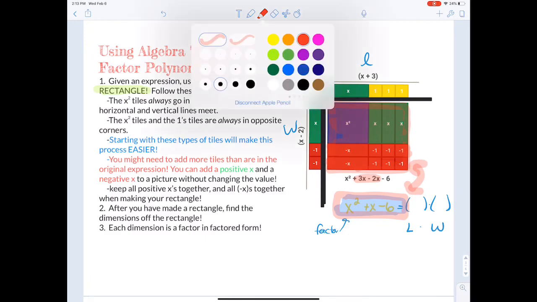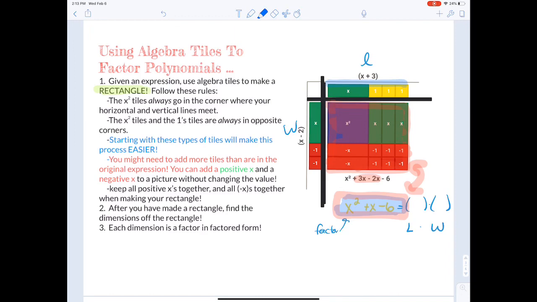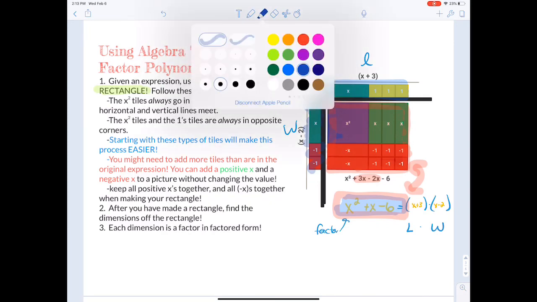So once I have a rectangle whose area is the same as the expression that I've been given, then I can find the dimensions of that rectangle. So we can see one of the dimensions right here was x plus 3 long, and the other dimension right here was x minus 2. So this would help inform us that the way to rewrite this would be x plus 3 times x minus 2. Now we're going to learn how to do that, but here are some quick tips that I want you to keep in mind and watch out for as we go through some examples.